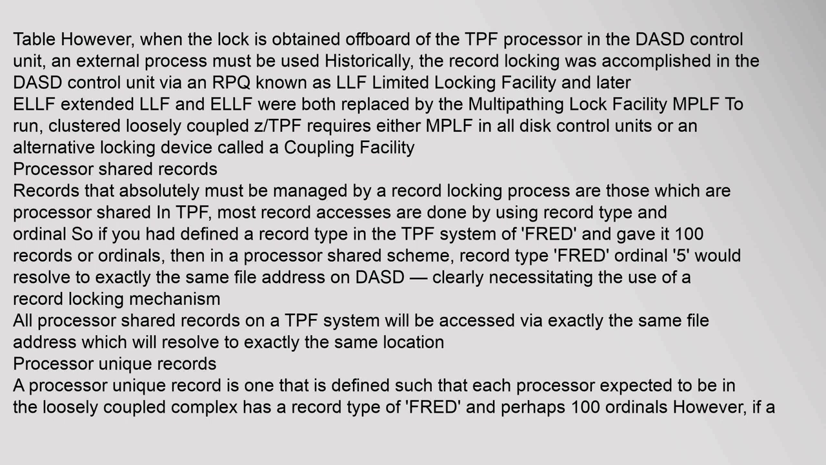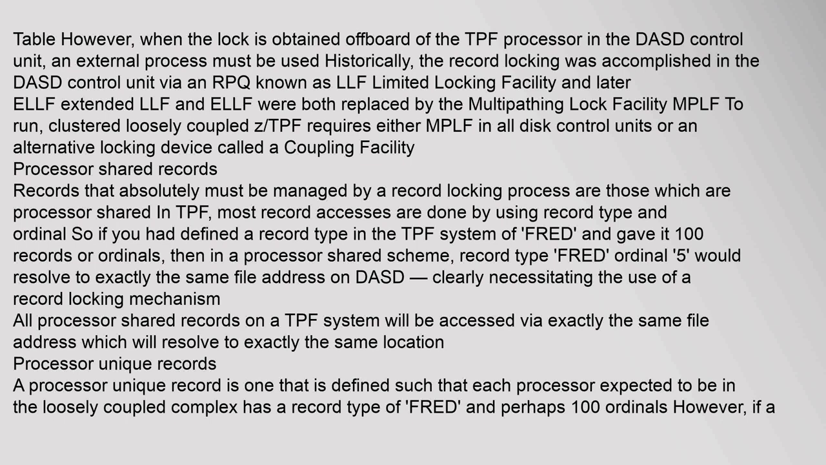To run clustered loosely coupled TPF requires either MPLF in all disk control units or an alternative locking device called a coupling facility processor. Shared records. Records that absolutely must be managed by a record locking process are those which are processor shared in TPF. Most record accesses are done by using record type and ordinal.